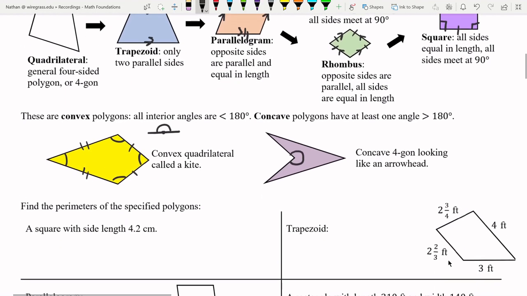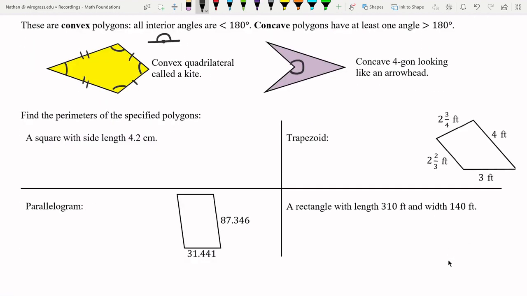Okay, we can just find perimeters of specified polygons by using the definition or the name of it to help us with the actual mathematics. So a square with side length 4.2 centimeters. A square has all sides equal. So this is 4.2. That means this is 4.2, this is 4.2, and this is also 4.2. Because that's what a square means. The word square means that all sides have to be equal in length.